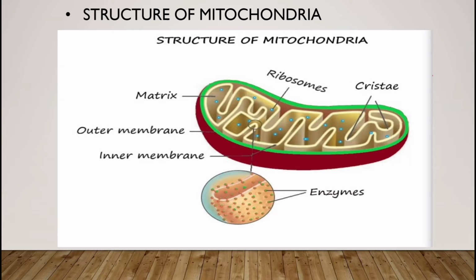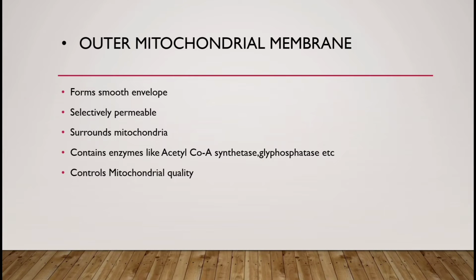Each mitochondrion is surrounded by two membranes. One is the outer membrane, another one is the inner membrane. The space between the inner membrane and outer membrane is called the intermembrane space. Now we see the details about the structural parts of the mitochondria.